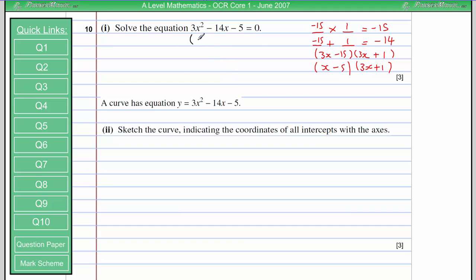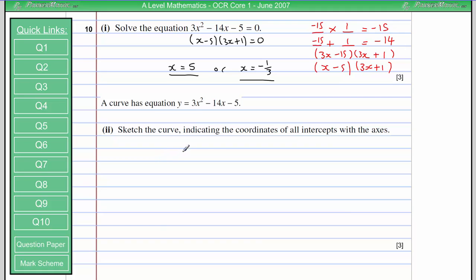So I'm going to write under here, this was just working out at the side, it's not part of my main working out. X minus 5 and 3x plus 1 equals 0. So from here I can say that my two solutions are x equals 5 or x equals minus 1/3.